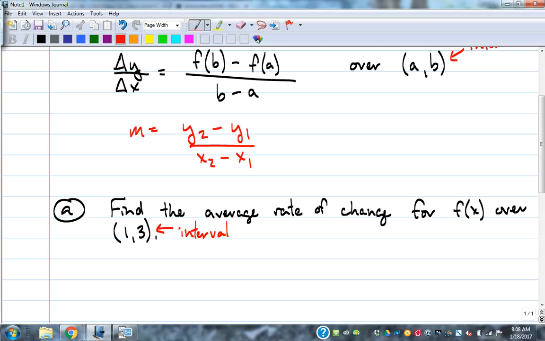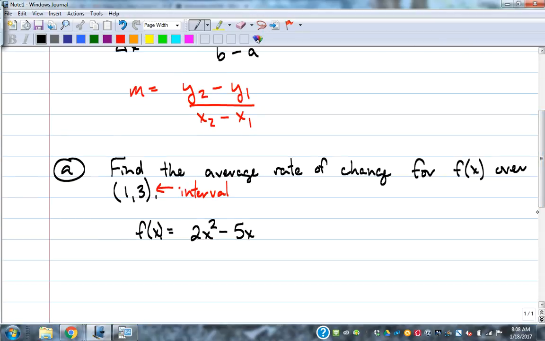Anytime we talk about an average rate of change, this is not an ordered pair. It's going to be an interval. That's one of the kind of confusing things here. So people get confused. Oh, that's an ordered pair. Where's the other one? No, this is the interval. These are the x values, 1 and 3. Okay. f of x is equal to 2x squared minus 5x.